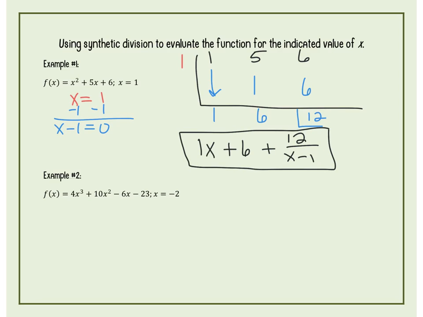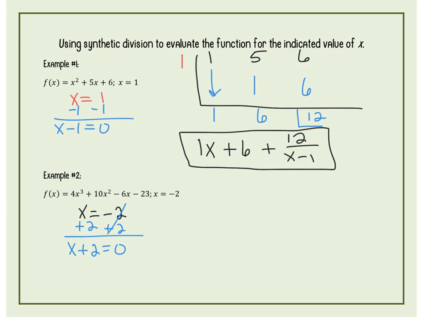Okay. Example number 2. X equals negative 2. If x equals negative 2, how do I solve that one for 0? How do I set it equal to 0? I'm going to add 2 to both sides. So now x plus 2 equals 0. So my denominator was really x plus 2.